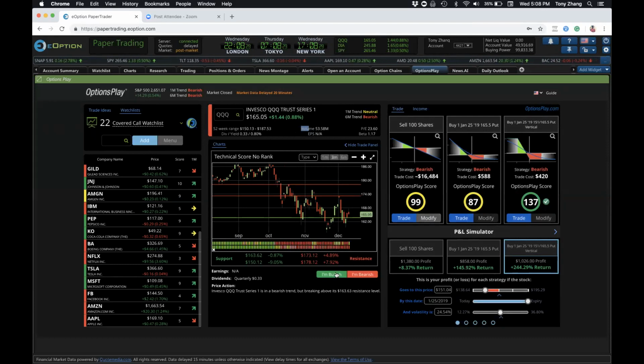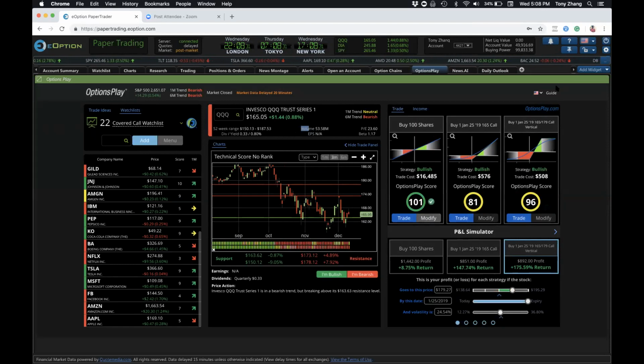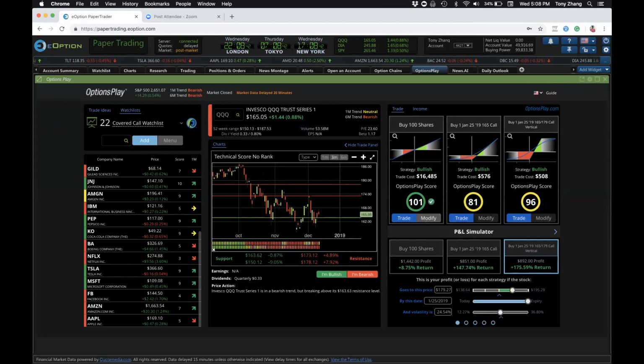So let's take a look at bullish. Again, this is by no means a recommendation to trade the Q. This is simply my personal opinion on the Qs. So let's say I'm bullish on the Qs. I think this could go back up to maybe 175 over the next few weeks. So I can click on I'm bullish.